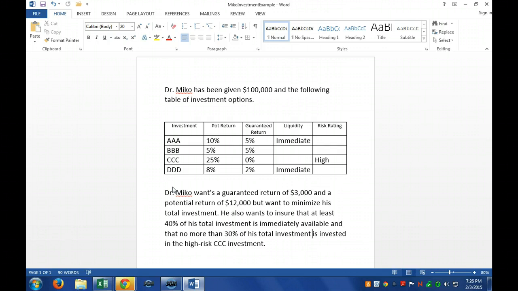How about the last one? So I have all this captured except the last one. And it says no more than 30% of his total investment is invested in the high-risk CCC investment. So what would that look like? No more than 30% of the high-risk CCC. So we're trying to limit CCC, right?